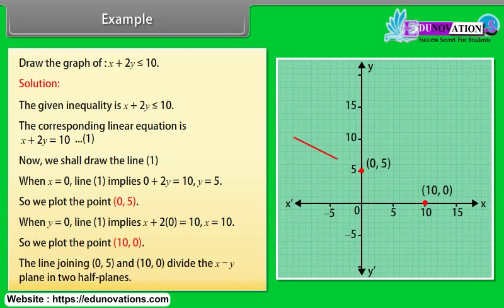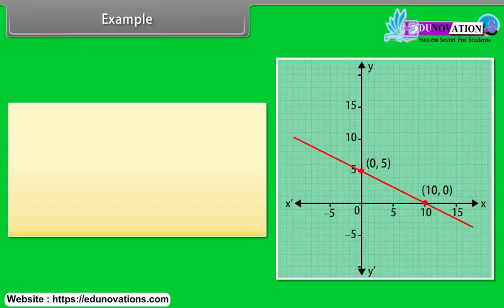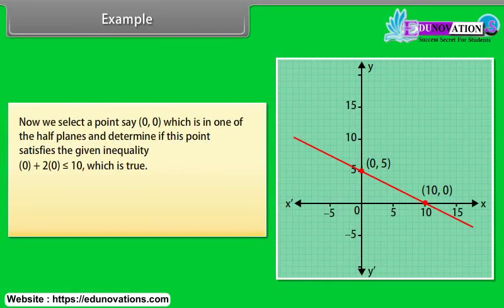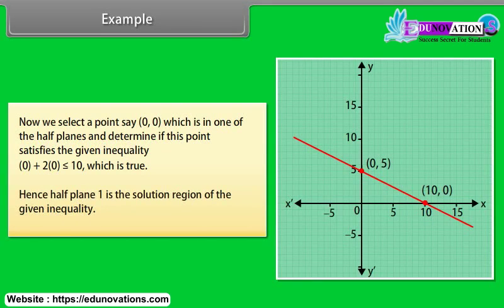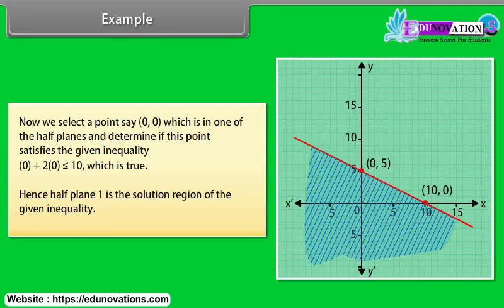The line joining (0, 5) and (10, 0) divides the xy plane into 2 half planes. Now we select a point, say (0, 0), in one of the half planes, and determine if this point satisfies the given inequality. 0 + 2 × 0 less than or equal to 10, which is true. Hence, half plane 1 is the solution region of the given inequality.